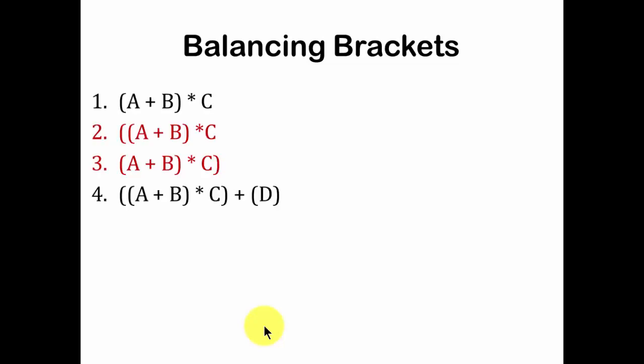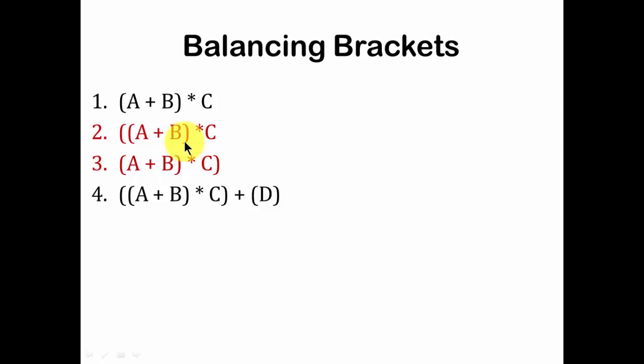So for example, here there are 4 expressions written. First expression, bracket a plus b, bracket closed, multiply by c. For every left parenthesis, there has to be a right parenthesis, right? In the second one, if you see, there are 2 left parentheses, but there is only 1 right parenthesis. That means there is an imbalance in the brackets.